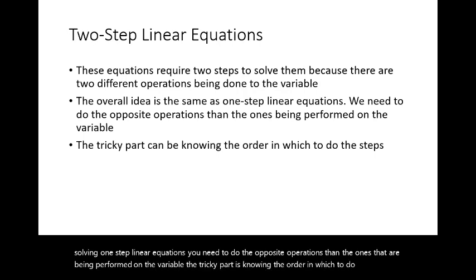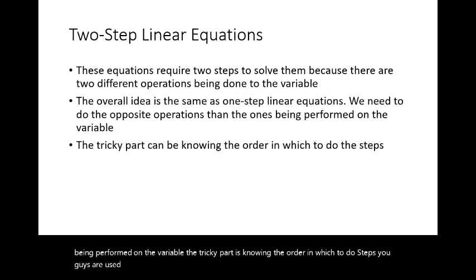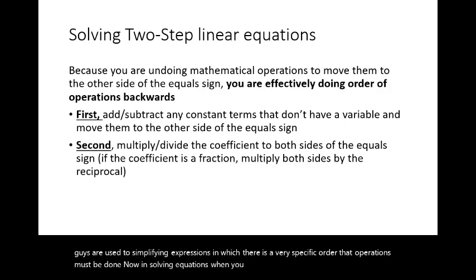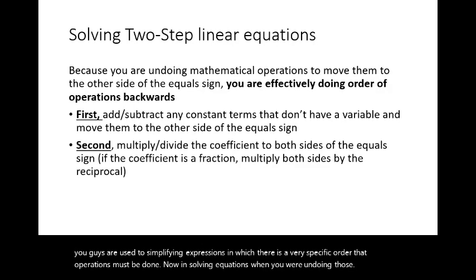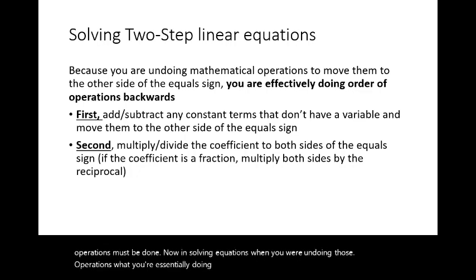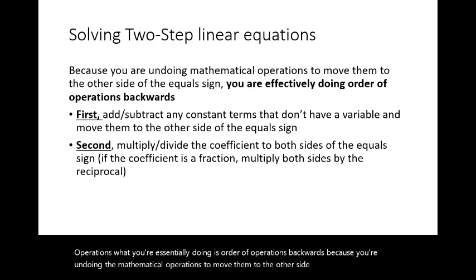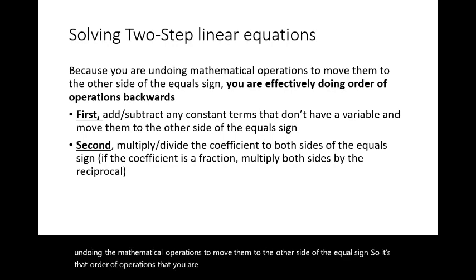You guys are used to simplifying expressions in which there is a very specific order that operations must be done. Now, in solving equations, when you are undoing those operations, what you're essentially doing is order of operations backwards because you're undoing the mathematical operations to move them to the other side of the equal sign. So it's that order of operations that you are well accustomed to done in reverse.